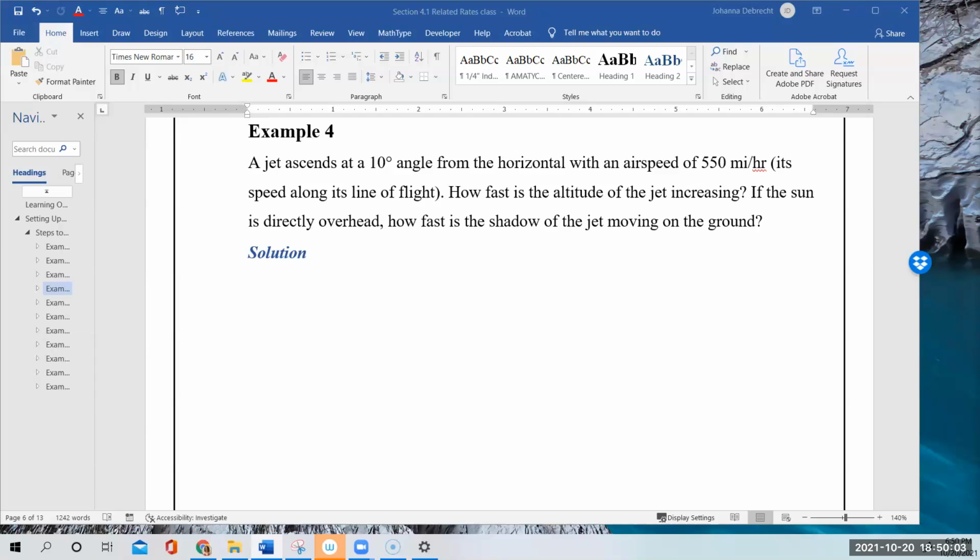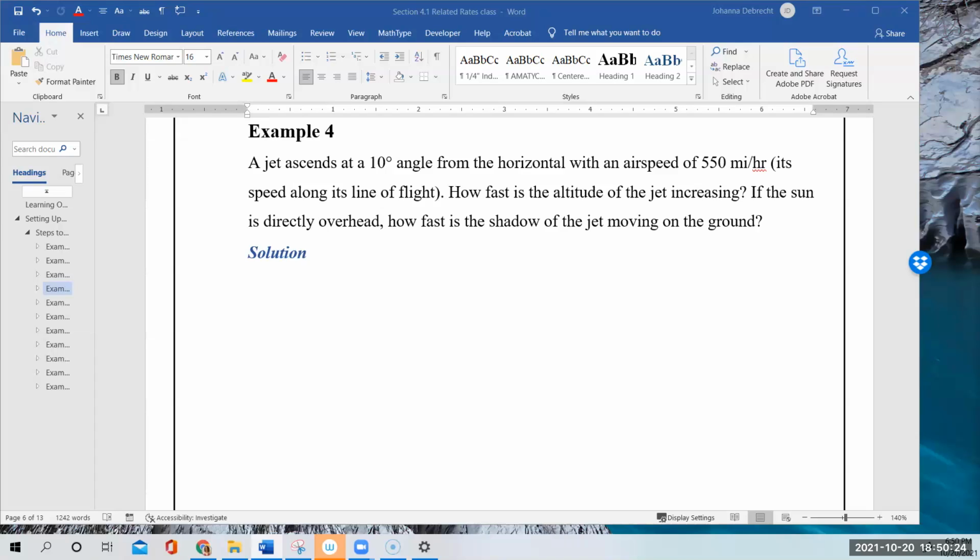A jet ascends at a 10-degree angle from the horizontal with an airspeed of 550 miles per hour, its speed along its line of flight. How fast is the altitude of the jet increasing? If the sun is directly overhead, how fast is the shadow of the jet moving on the ground?